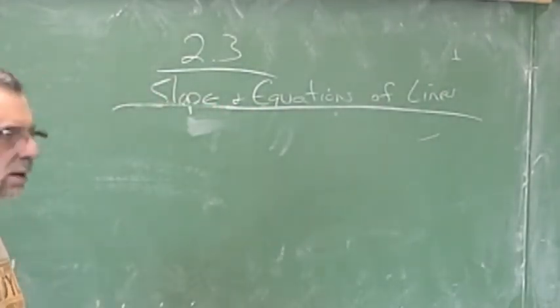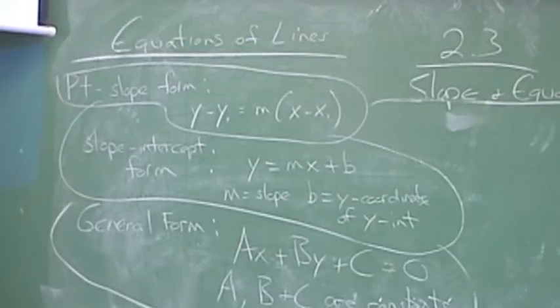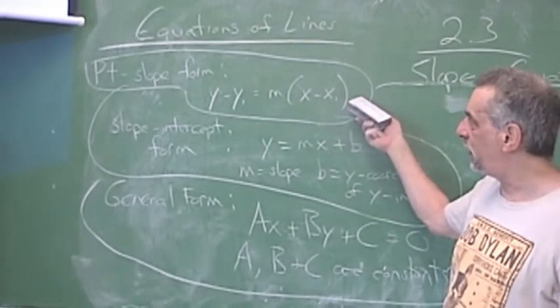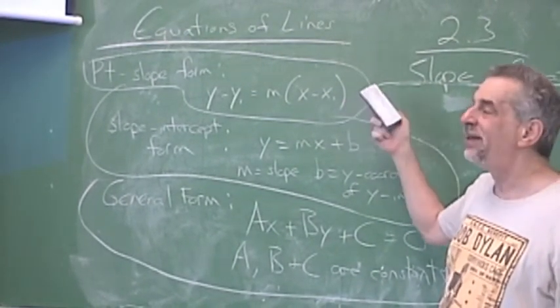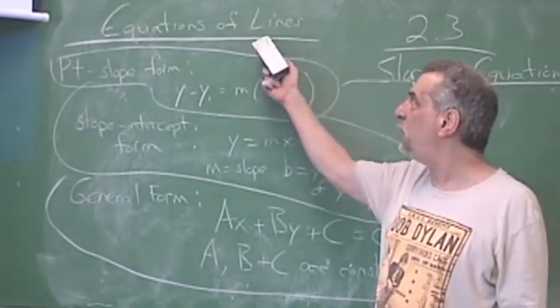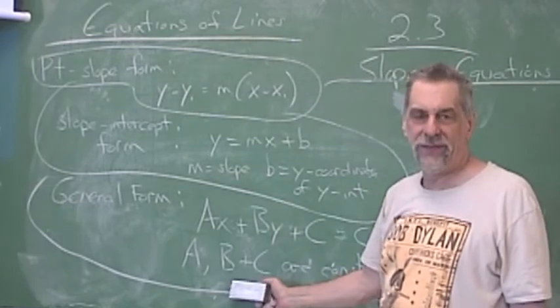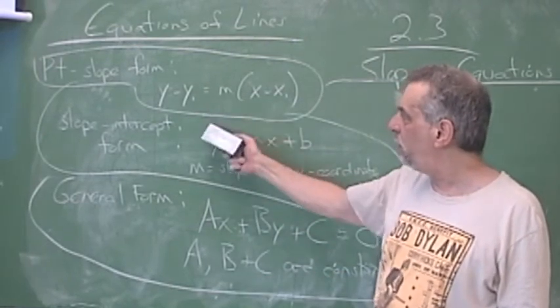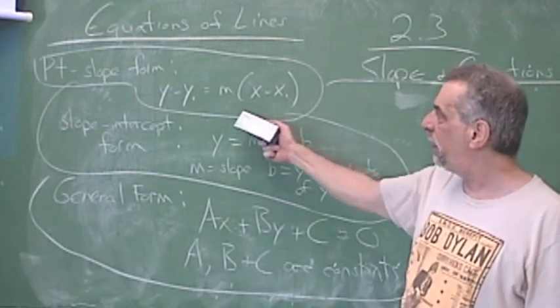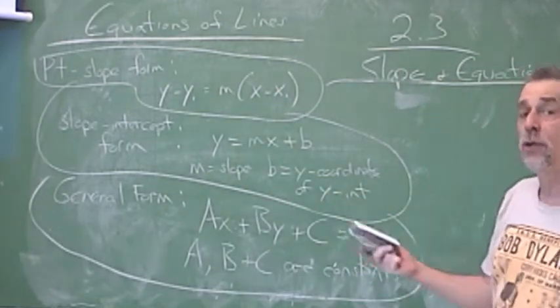All right, so these are the different equations of lines that we want to discuss in this section. Given some information about a line, we want to be able to come up with the equation of that line in all three of these forms. These two are going to be more common than this one, but you'll see this one also.